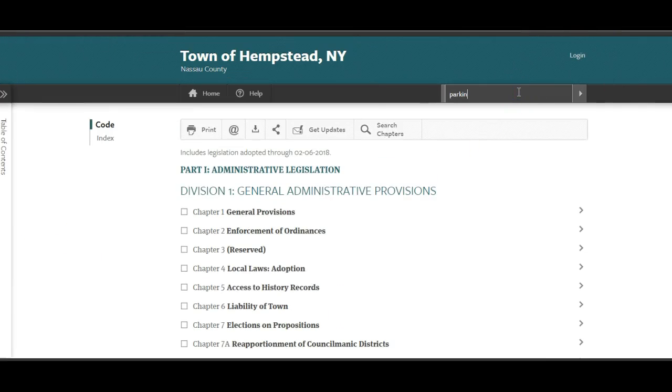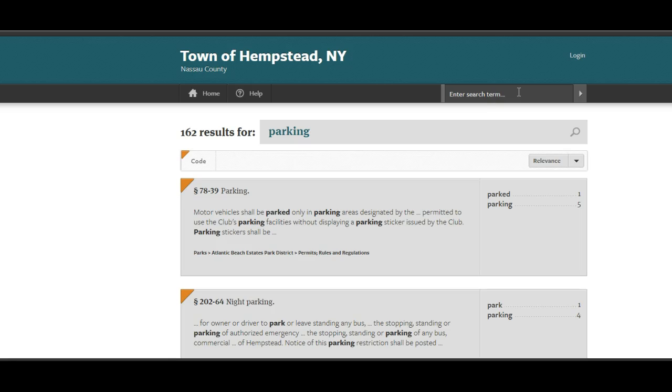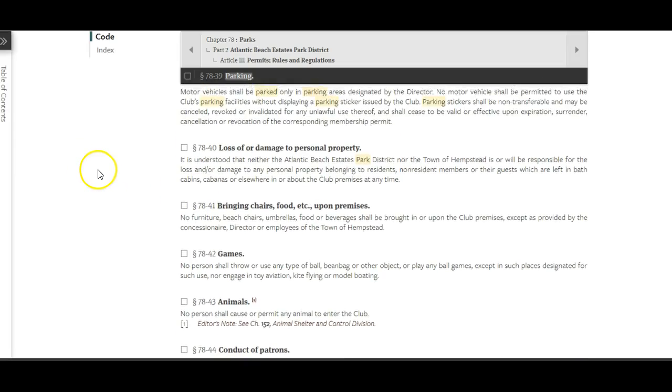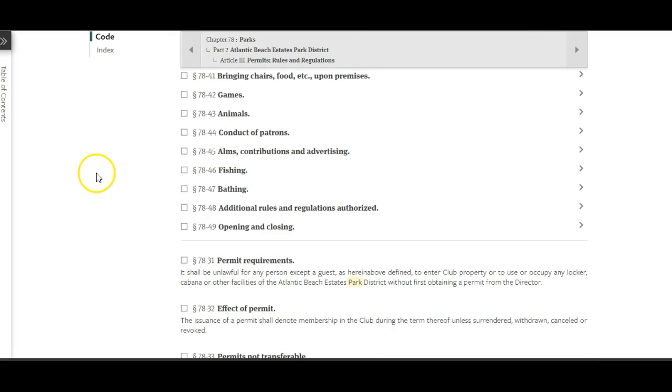So if I were to search, I'm sure your favorite topic, parking, we can see what the Town of Hempstead has to say about parking and night parking. So here are the particular sections. And the same strategies apply. I would look at the section. I would look at the table of contents. This is a statutory code, just like the state and federal codes we were looking at. This just applies to those of us here in the Town of Hempstead.